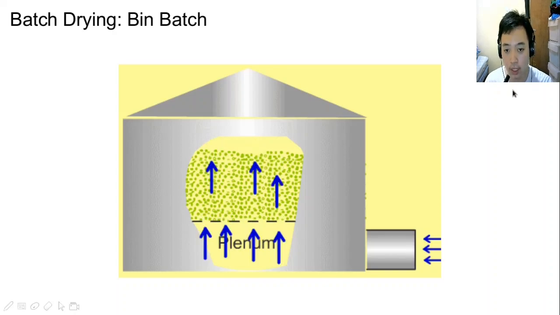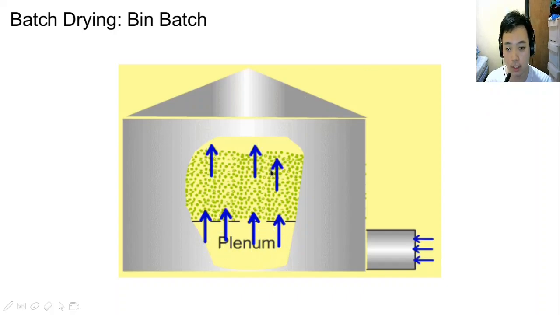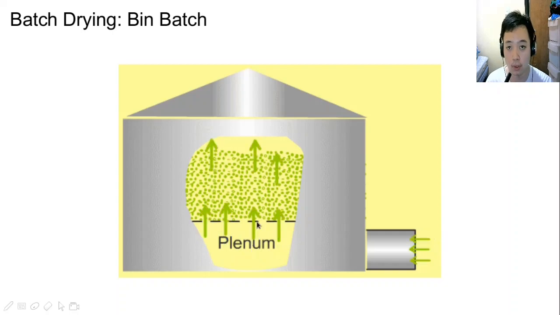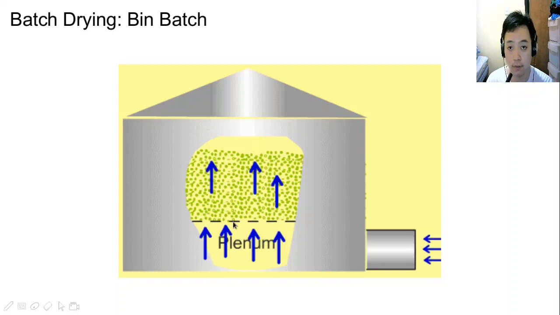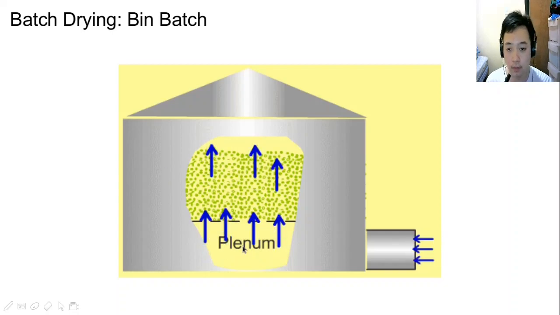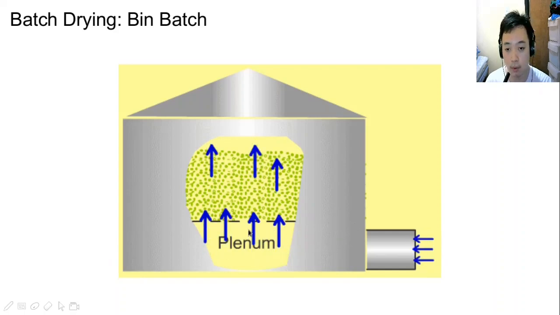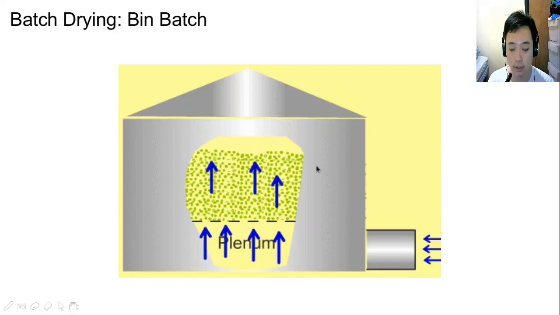So how this works is that products will be inserted to the drying chamber, and they will sit on top of the perforated floor. By perforated means that there are lots of small holes. The holes are small enough to keep the grains from falling to the plenum. Now, plenum means space with air. It allows the hot air to blow through the products and dries them.